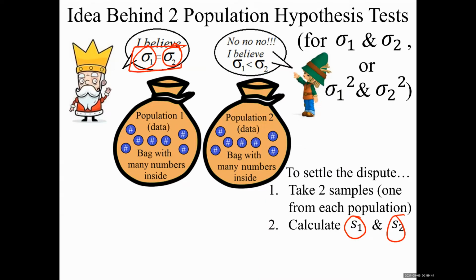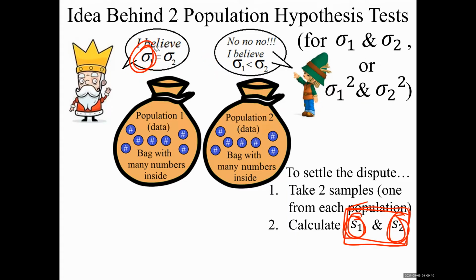So if the king is right when he says they're equal, when he says sigma 1 is equal to sigma 2, then what should happen with these numbers? Well, they might not be equal, but they should at least be close to equal. Like if he thinks both of these sigmas are 10, then this S1 should be close to 10 because sigma 1 is 10. And this S2 should also be close to 10 because S2 is supposed to be close to sigma 2. So these numbers should both be close to 10. That means they should both be close together.